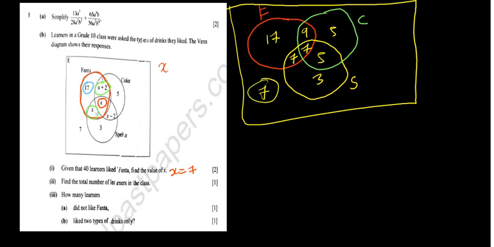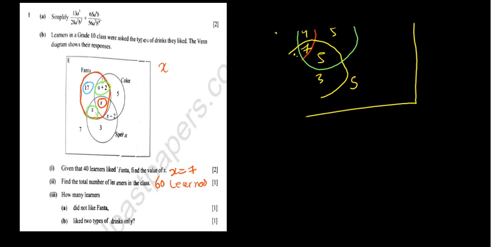Don't leave that 7 outside there. Don't leave it out as you add up, because those are still learners as well. We are talking about learners that are in the class. There are also some learners that didn't like anything, but at the end of the day, they are still part of the learners. So here we get a total of 60 learners. And it's very important that you indicate 60 learners. Don't just write 60, because are you saying 60 oranges or 60 mangoes, 60 animals? You're talking about learners, so it's important that you indicate it's 60 learners.